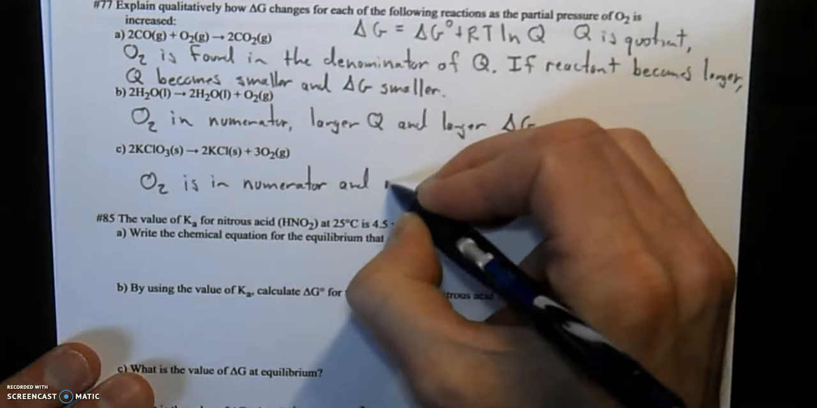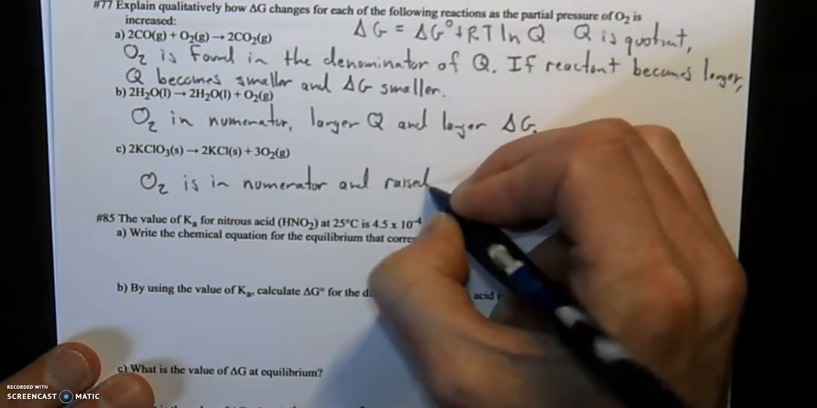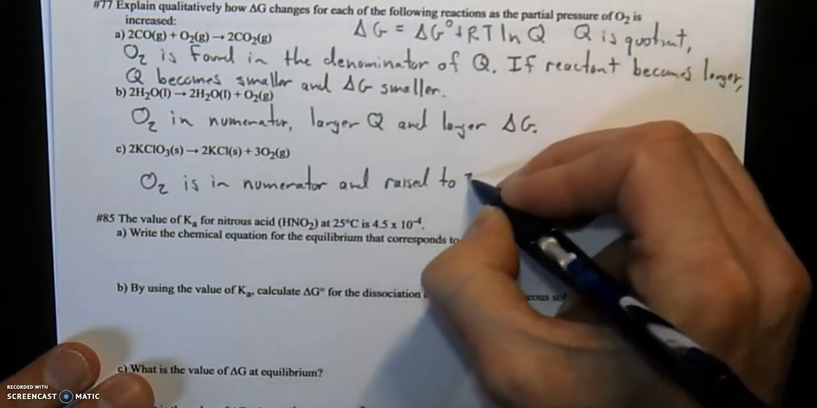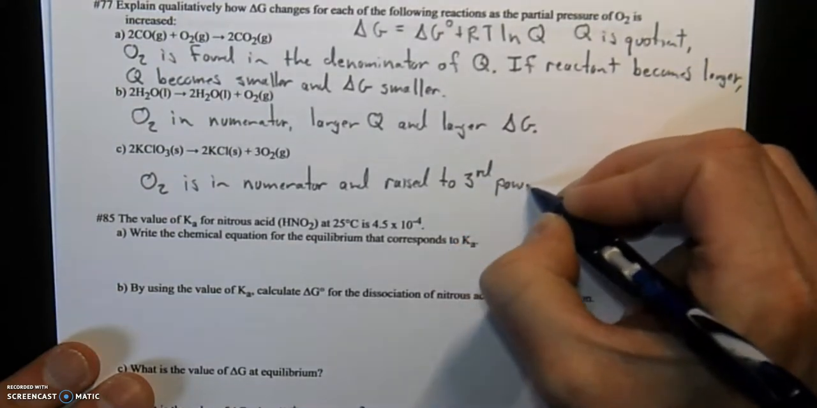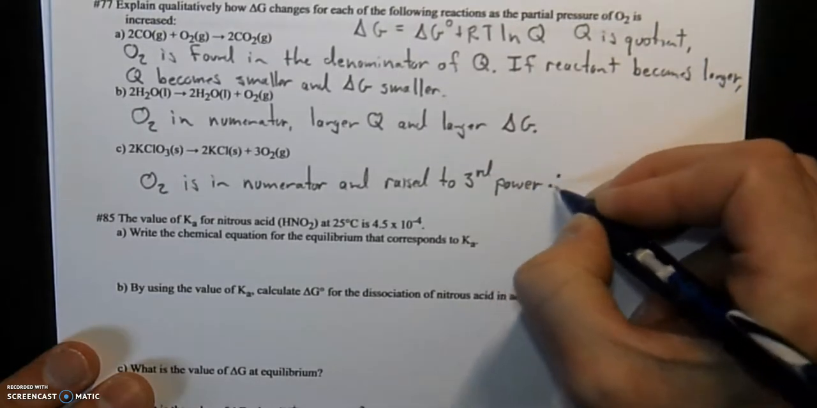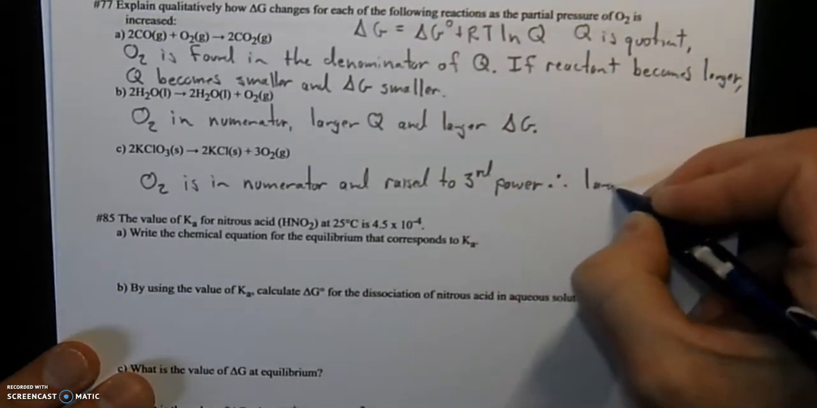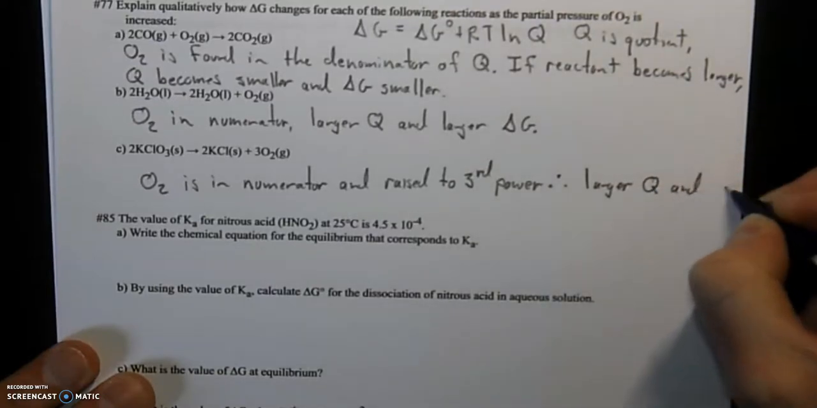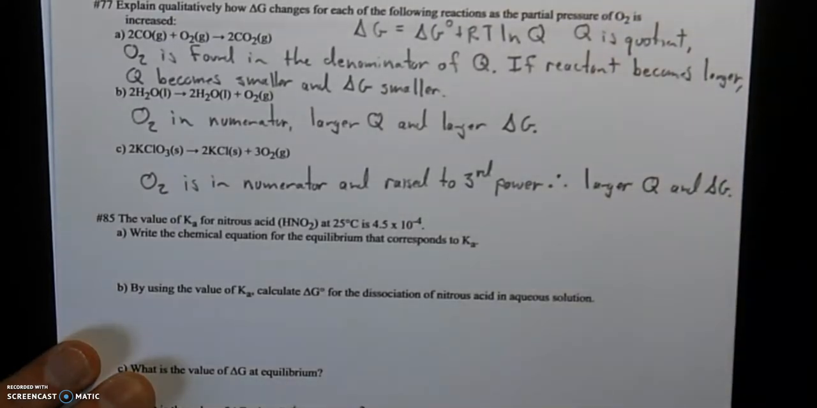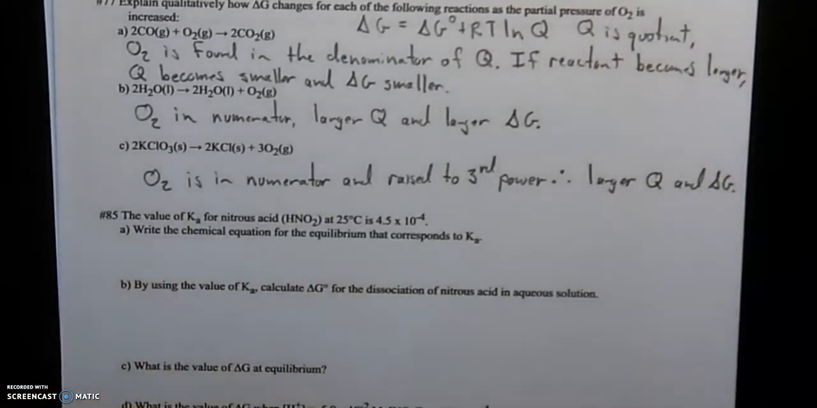And it's raised to the third power. So it has an enhanced effect. Therefore, a larger Q and also a larger, more positive delta G. And again, more positive being less spontaneous. It's in the forward direction. It's going to inhibit it moving in the forward direction.